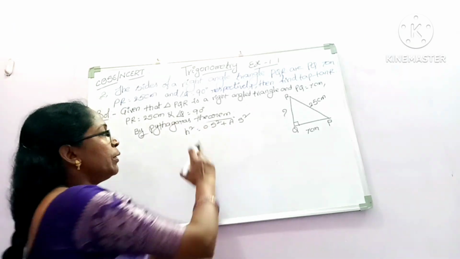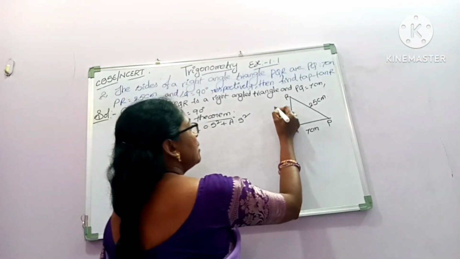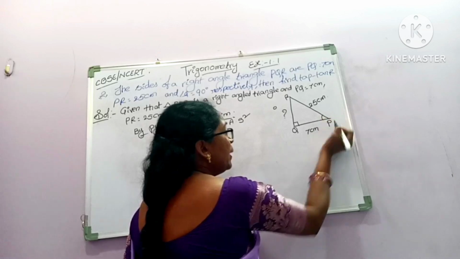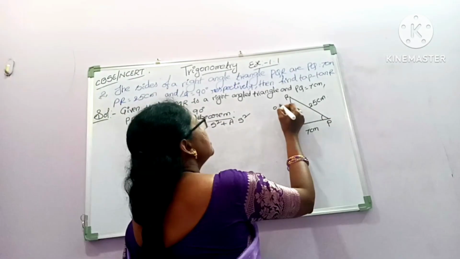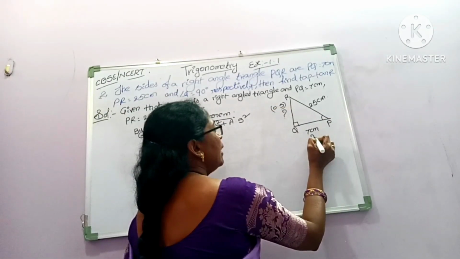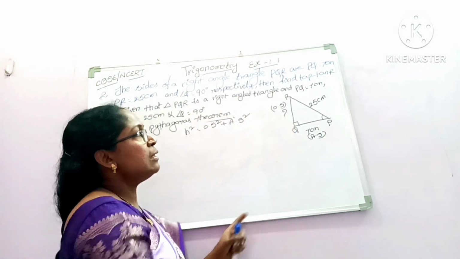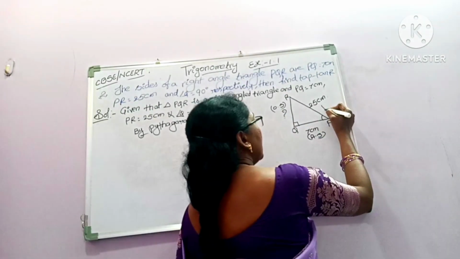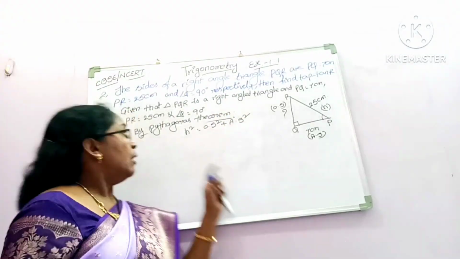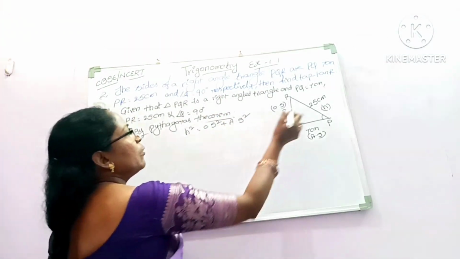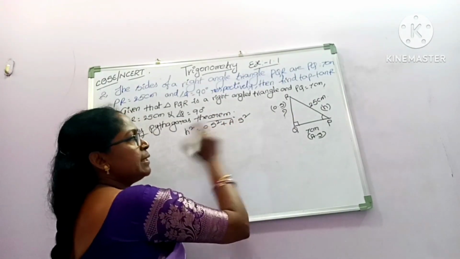Anyone you can write. So here I mentioned opposite side. This is the opposite side. Here I am taking P as the reference, then this is the opposite side and this is the adjacent side. This slant line, the longest side, we always call the hypotenuse. So hypotenuse square equal to opposite side square plus adjacent side square.